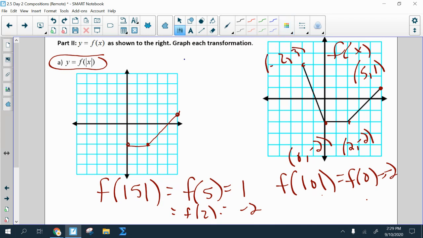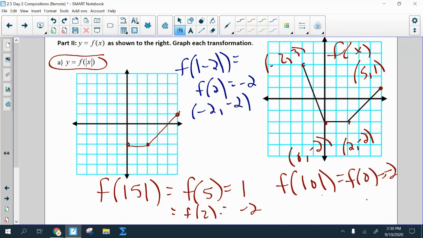Okay, so we're going to move on and just look at the point f of negative 2. Put negative 2 in for x. Well, f of the absolute value of negative 2 is the same as f of positive 2. And again, according to our graph, f of 2 is equal to negative 2. So what this means is we now have to throw on our graph the point negative 2, negative 2. Okay, so it feels like it's copying itself over.